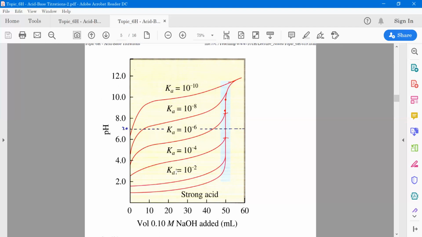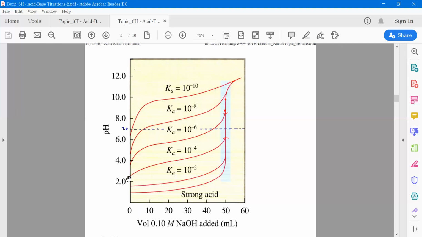Well, as we might expect, for a Ka of 10 to the minus 2, which is about 3 orders of magnitude stronger than acetic acid, the curve more closely resembles that of a strong acid. It's only slightly higher than the strong acid curve, and the equivalence point winds up being not a whole lot different than 7. In fact, it turns out to be just a little above 7. You can't see it on here because of the way these lines merge, but the pH is just around 7.2 or 7.3 or something like that, rather than 7.